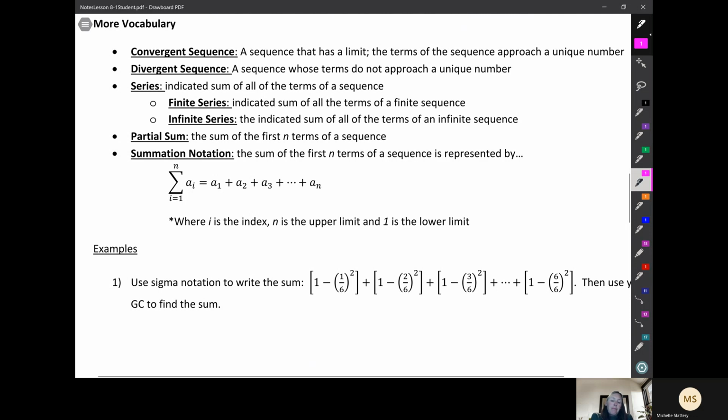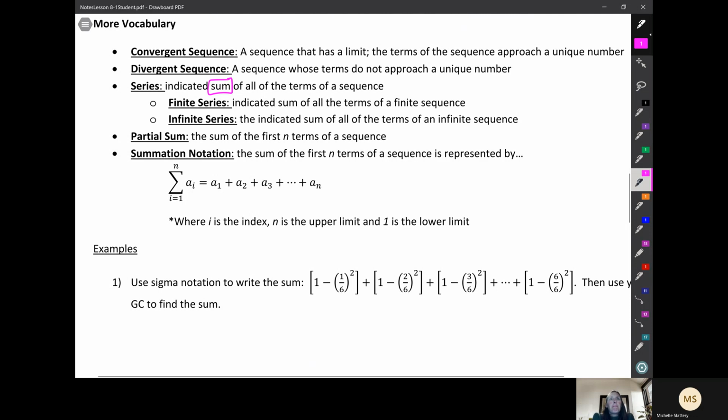Then we have a series. A series is an indicated sum of all of the terms of a sequence. So sum here means that we're going to be adding up all the terms of a sequence. We have a finite series and we have infinite series. A finite series is the sum of all the terms of the finite sequence. An infinite series is going to be the sum of all the terms of the infinite sequence, which seems kind of weird that we can add up all terms to infinity, but we'll learn how to do that in the future.